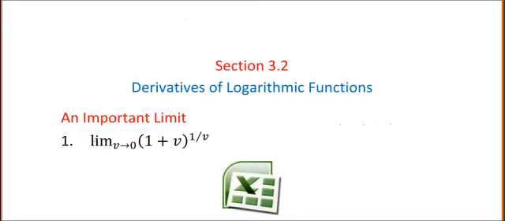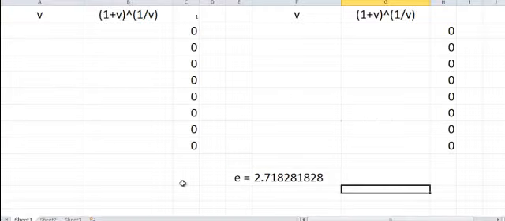Okay, so an important part of this is going to be to look at this limit as v approaches 0 of the quantity 1 plus v raised to the 1 over v. We don't have a really good way of looking at that right now, but we'll look at some numerical evidence for this. And you want to keep in mind that e is approximately 2.718281828. Don't be misled. The 1828 does not repeat. It just happens twice there in this instance.